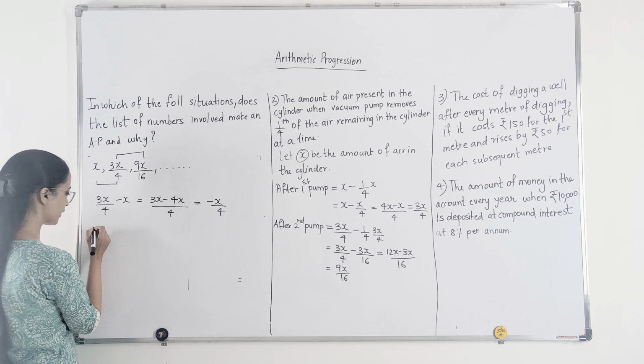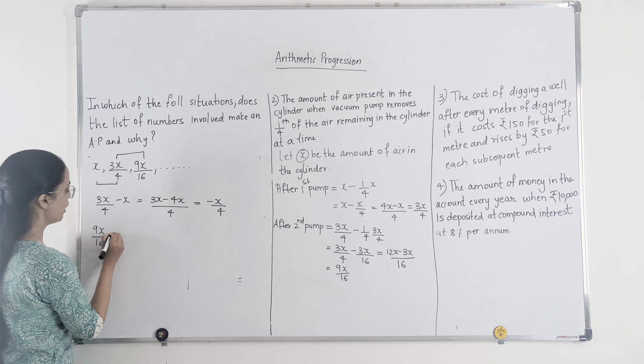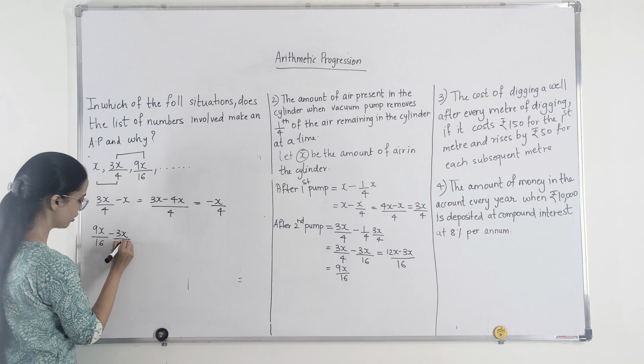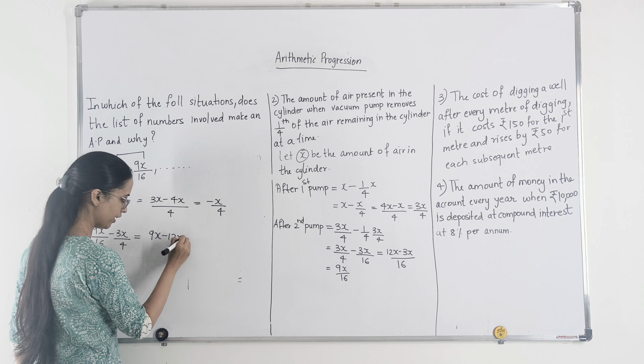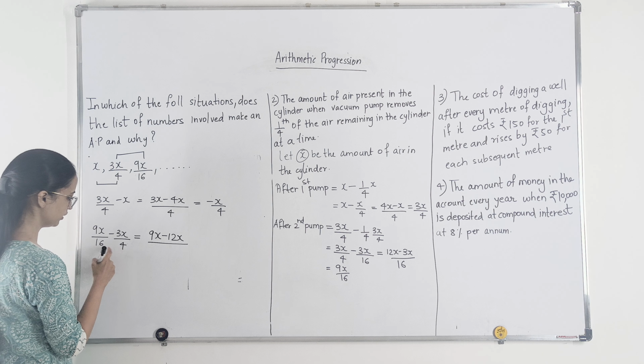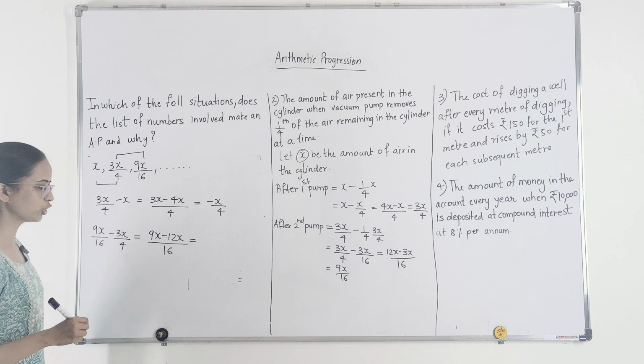Now similarly, let us try to take the next common difference, which is 9x upon 16 minus 3x upon 4. So that is equal to, again I'll be taking LCM over here. So 9x and 3 into 4 is 12x, the whole upon 16. So again 9x minus 12x in this case is minus 3x the whole upon 16. Can you simplify this further? So in this case, no.